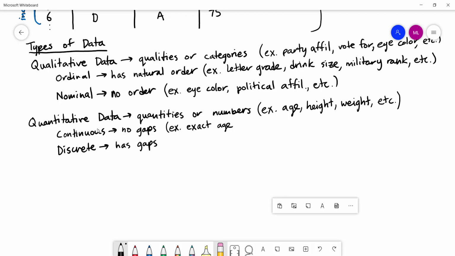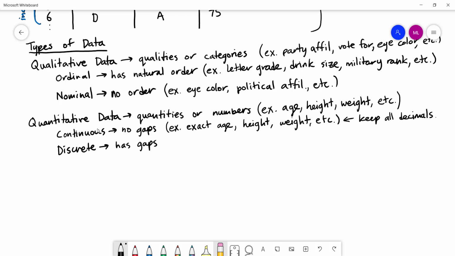We age continuously. So exact age, exact height, exact weight, right, etc. If I care about the decimals, we are keeping all the decimals. If we're keeping all the decimals, we're treating that as continuous. On the other hand, most of the time, if I ask you how tall you are, you won't tell me that you're 68.23794 ... inches tall. You'll just say, "Yeah, I'm 5'8"."